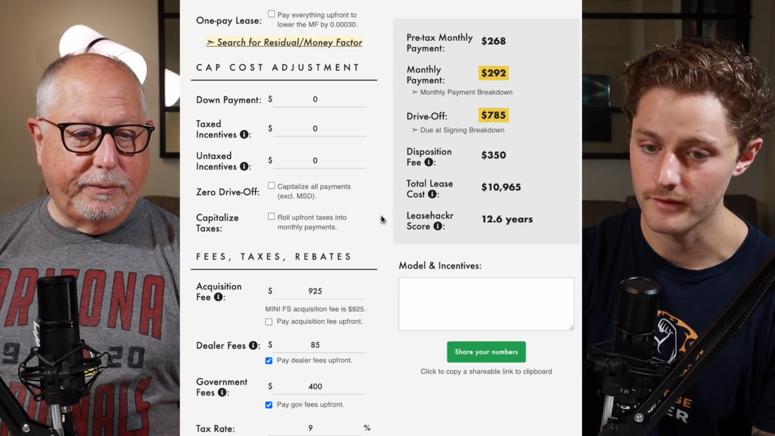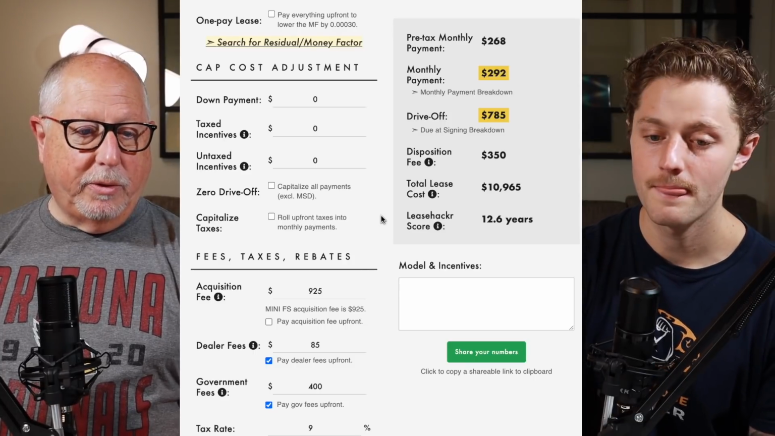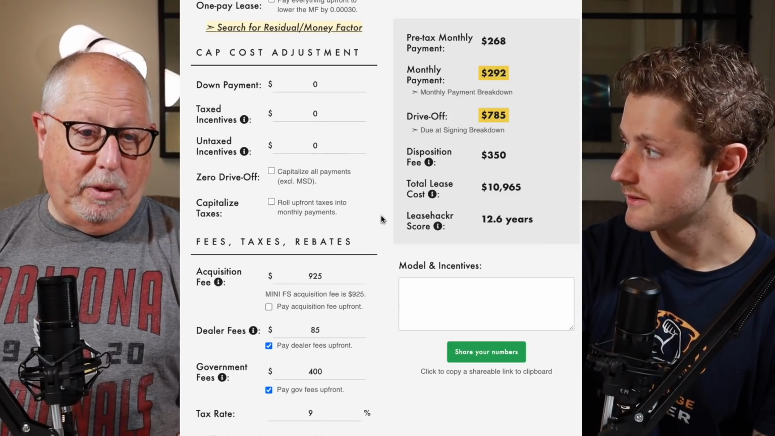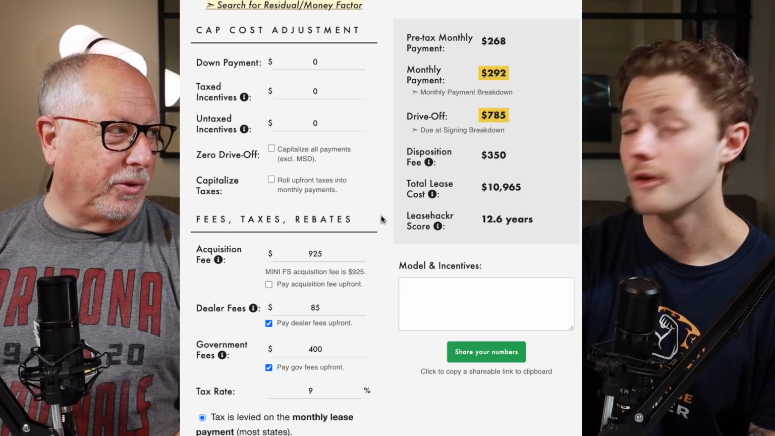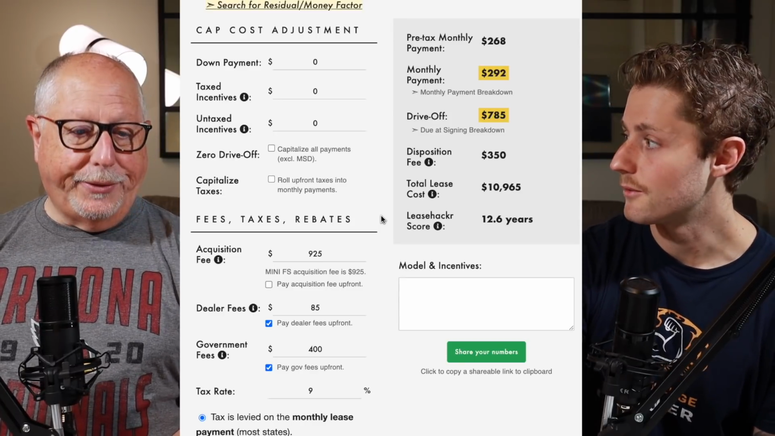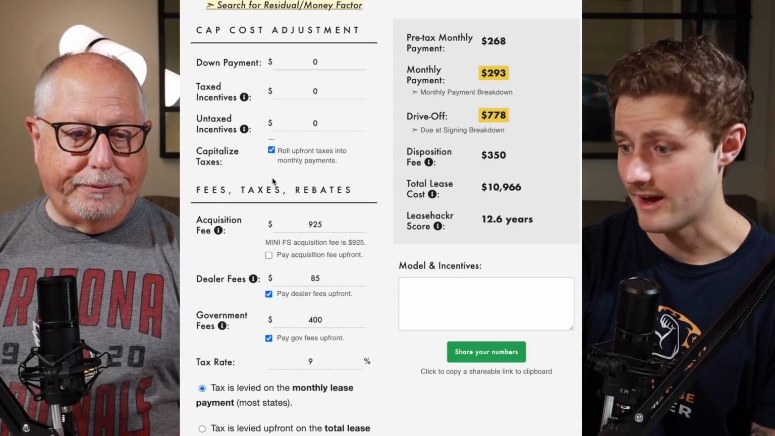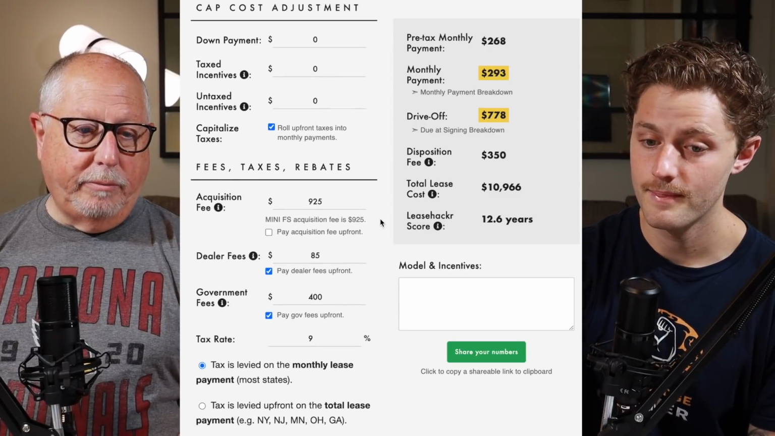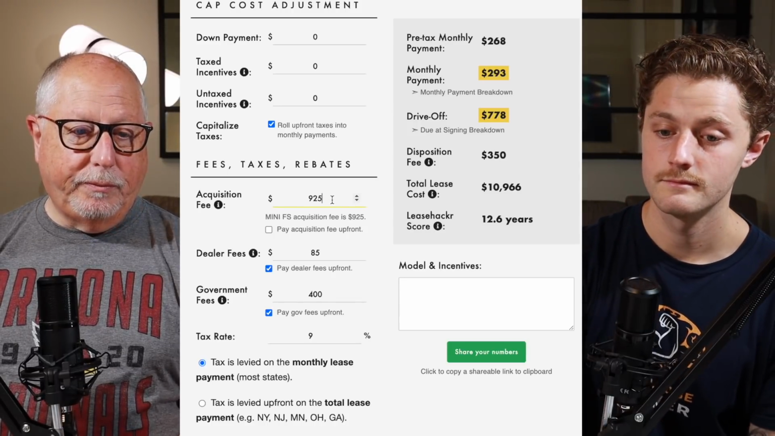Zero drive-off. Capitalized taxes: roll upfront taxes into monthly payments. Yes, because in the state of Maryland you capitalize the taxes. You have to pay the full taxes on the selling price of the vehicle, and it's rolled into the lease. For someone using this calculator, this is important to know in your state. A reliable place to look that up would be Google searching lease taxes in my state. Acquisition fee: 925, but it was zero for me.